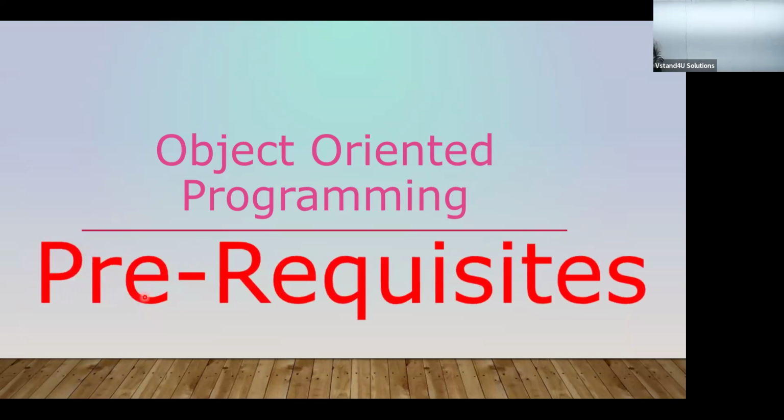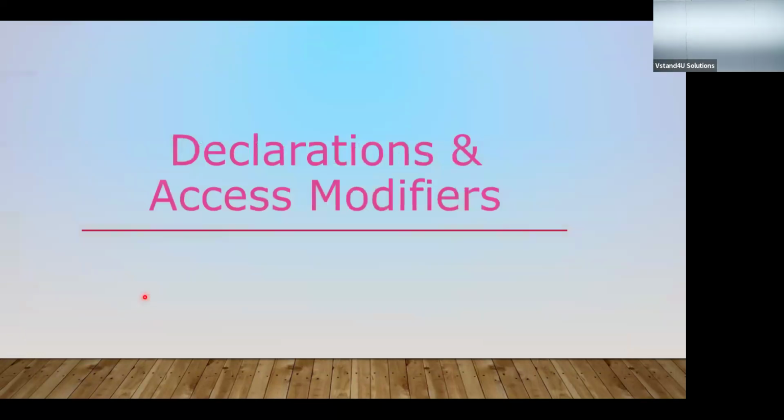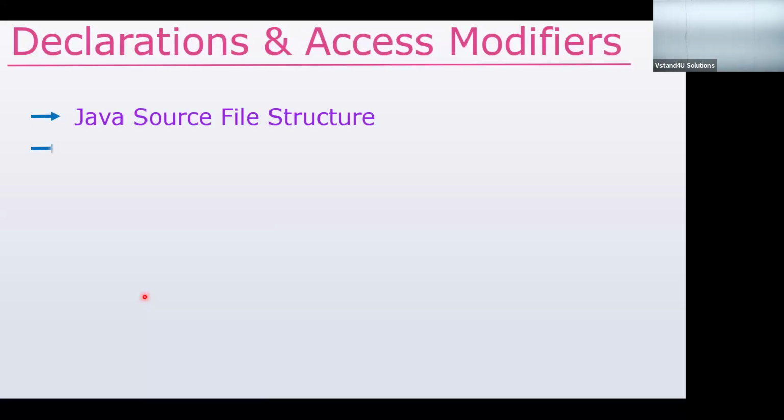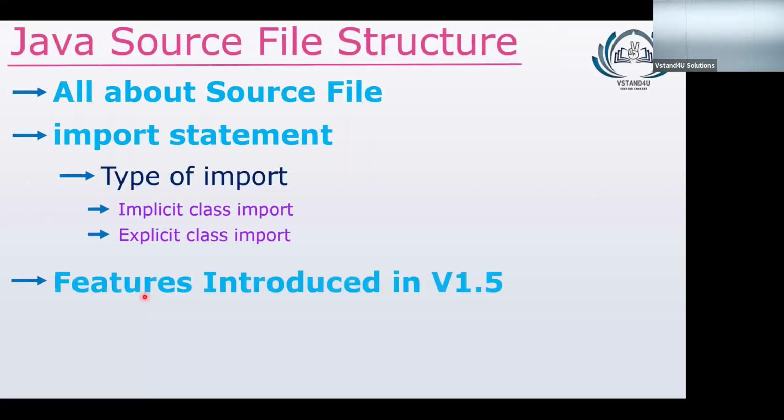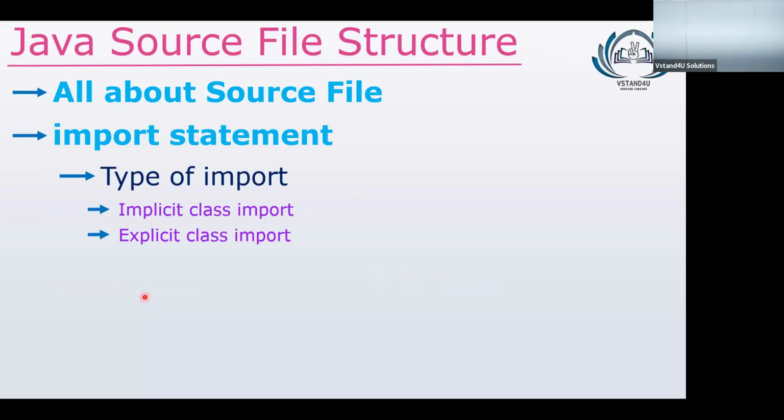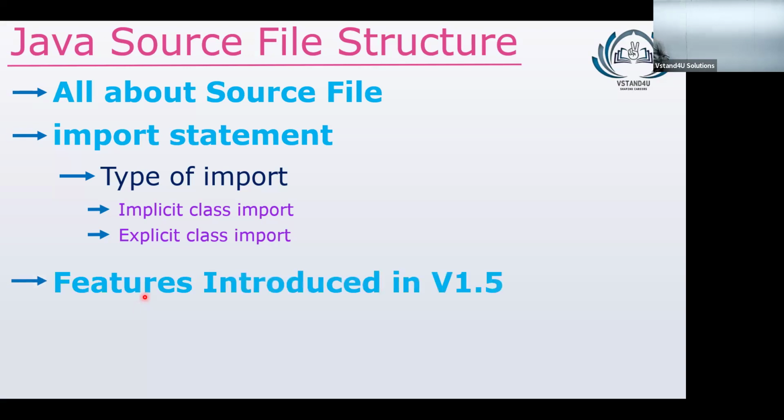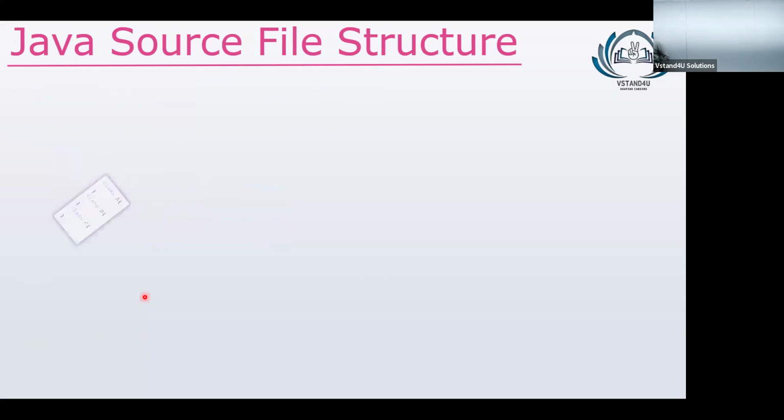Prerequisites are really important, and there are a few things. Let me explain: that is nothing but declarations and access modifiers. Quickly, a few things about the Java source structure. Wherever we need to import files, there is the import statement; you remember package and all that, I need to explain. Import statements are of two types: implicit and explicit. Simple. Introduced in 1.5, not much important.